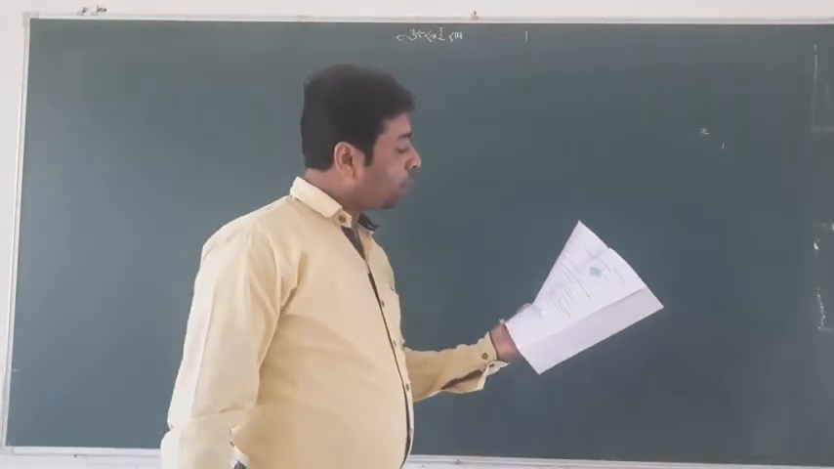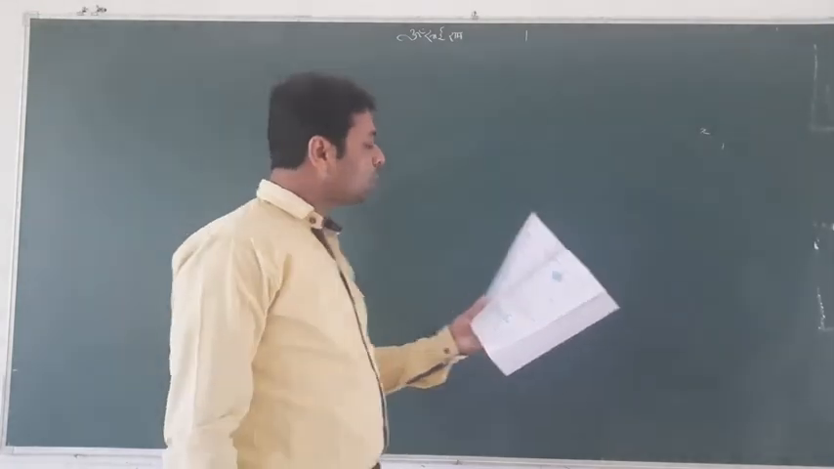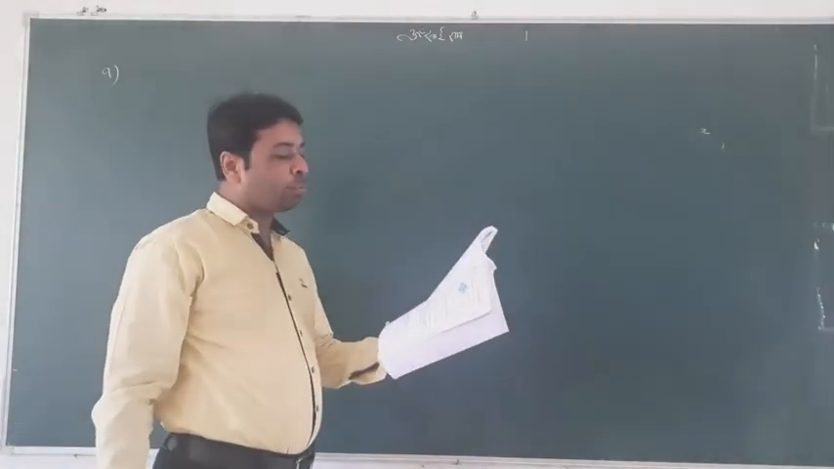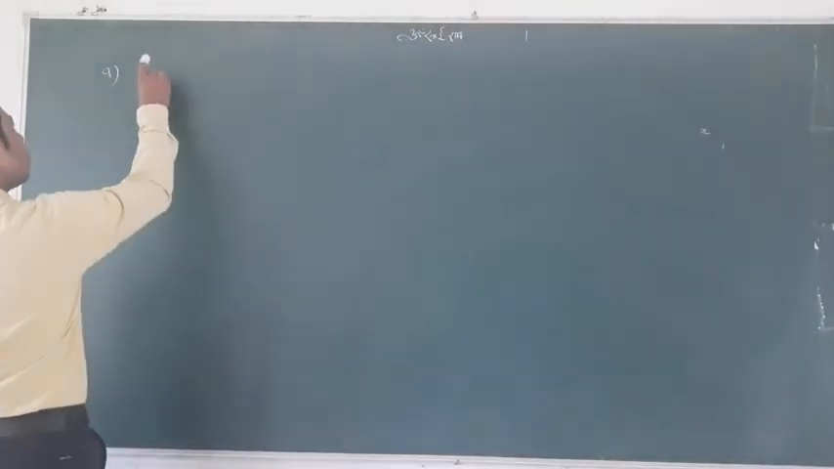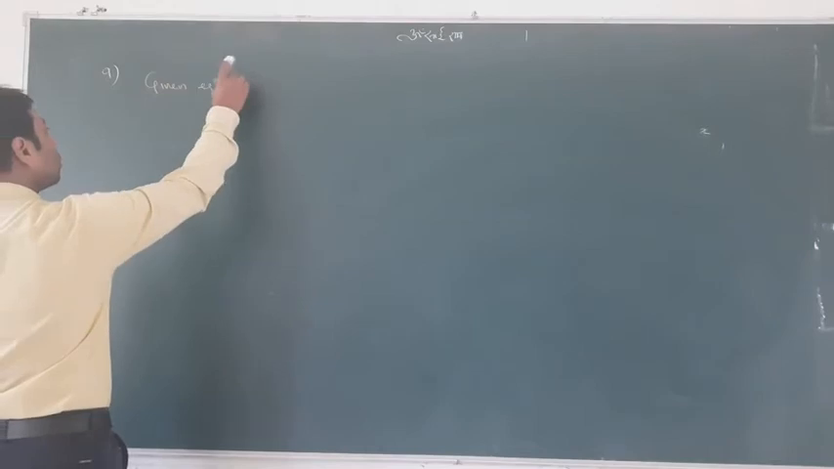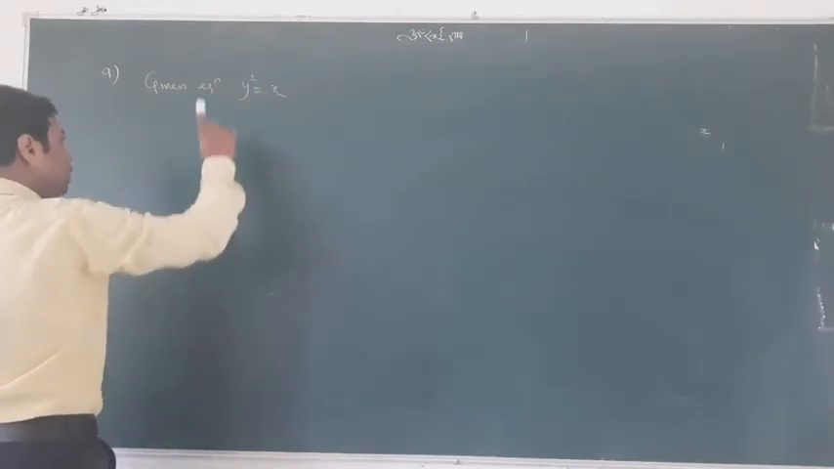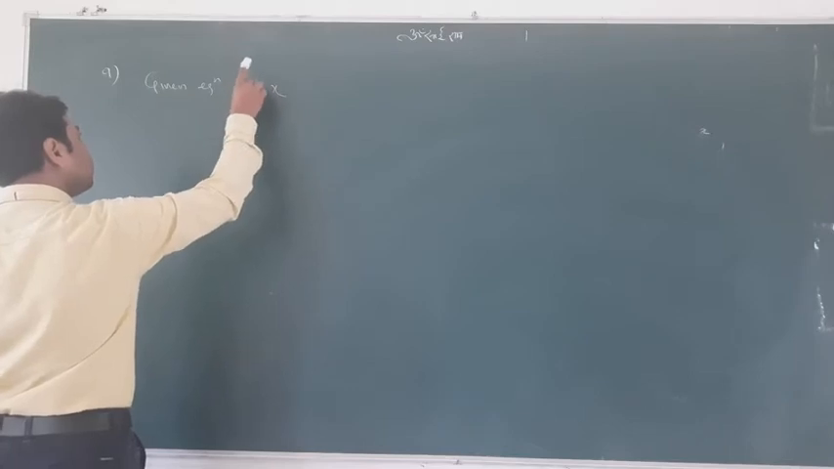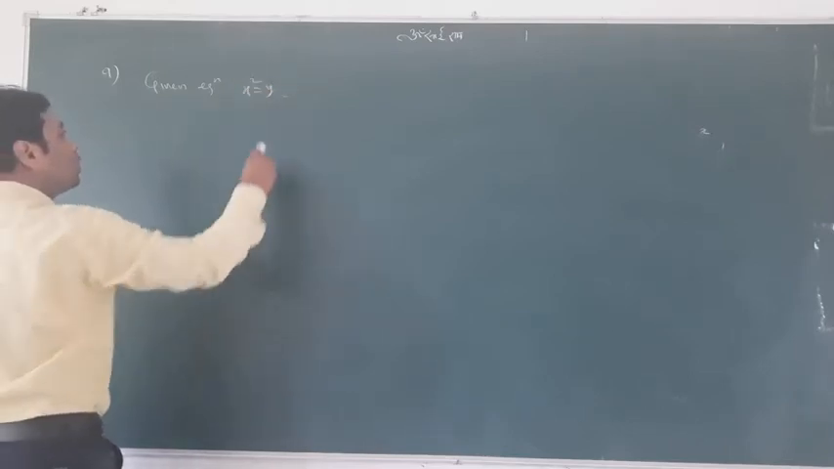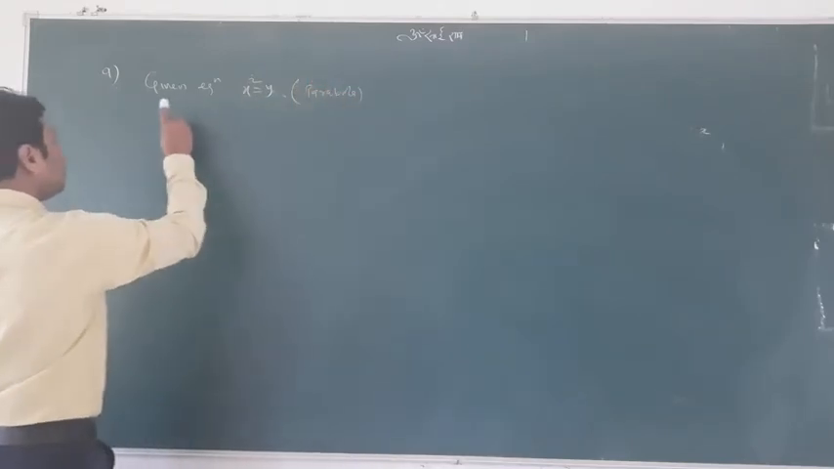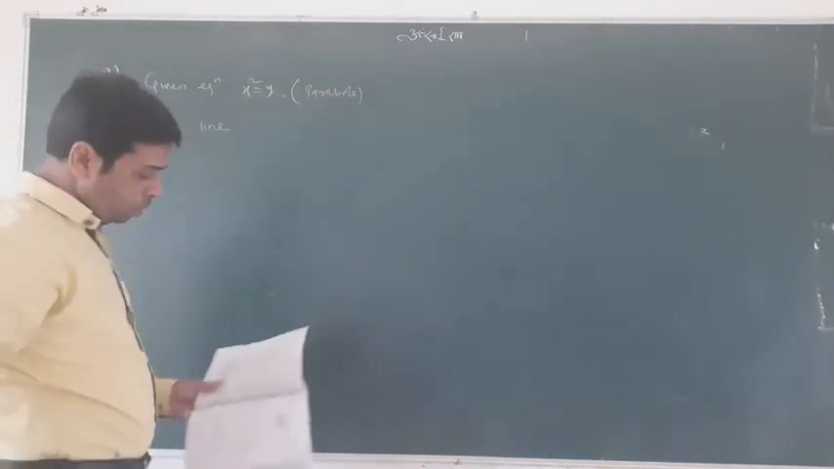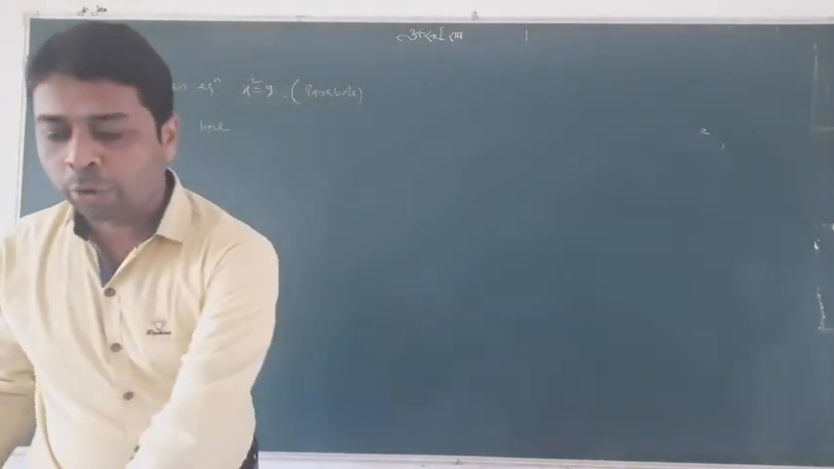So we have the next question. Question number 9 is also good. Question 9 says, find the area of the region bounded by the parabola x square equal to y and the line y equal to mod x. Given equation x square equal to y, which is a parabola, and a line y is equal to mod x.